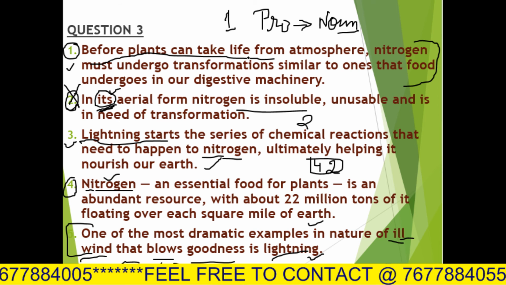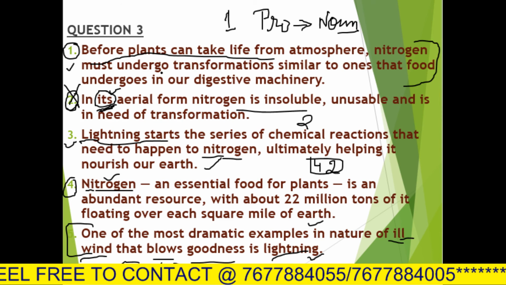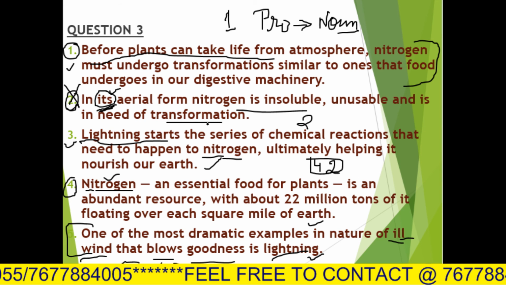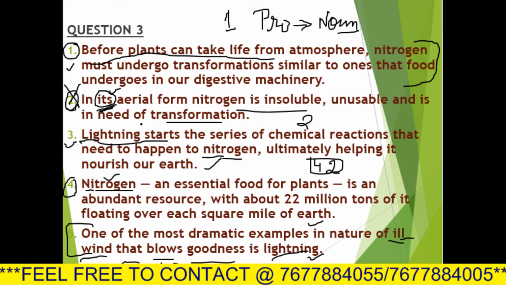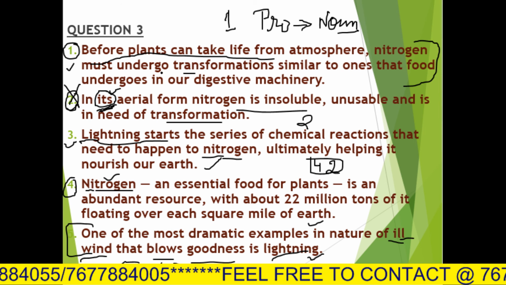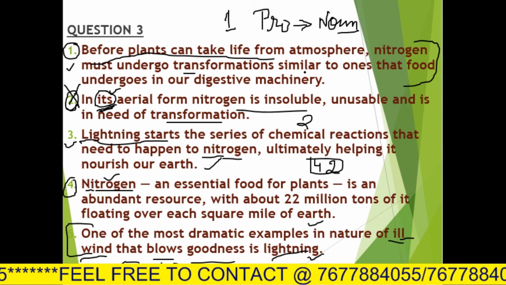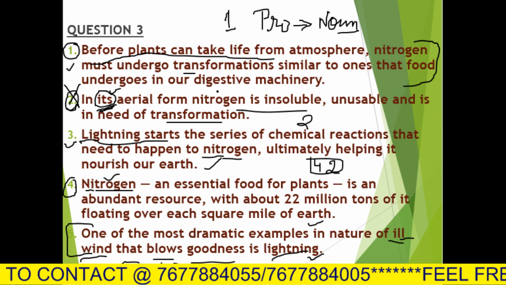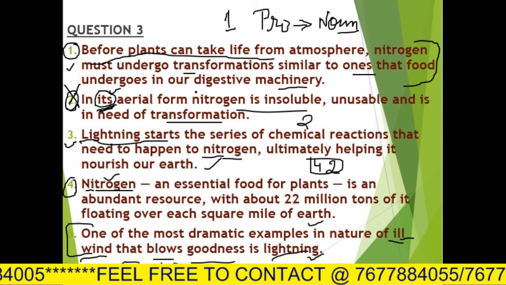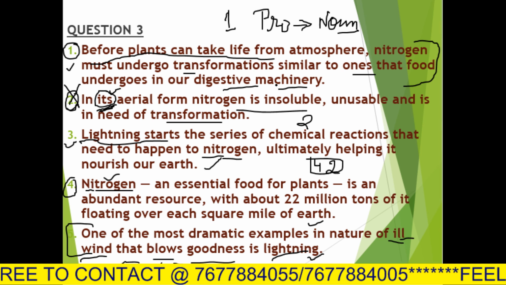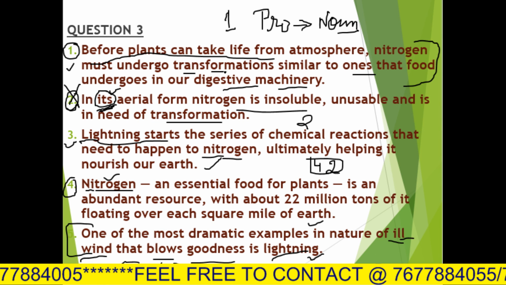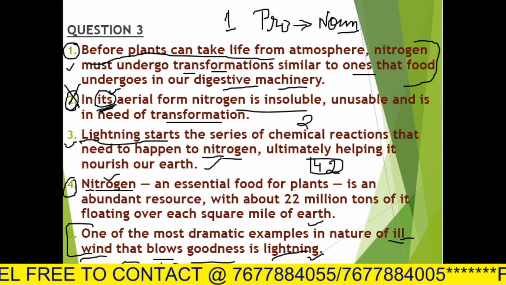"Before plants can take life from atmosphere, nitrogen must undergo transformations." In the second sentence we are talking about transformation, that nitrogen needs to be transformed. In the first sentence it is said that nitrogen must undergo transformations similar to ones that food undergoes in our digestive machinery. Like the way food goes into our digestive machinery, in the same way nitrogen must undergo transformations. So this will be the last sentence.